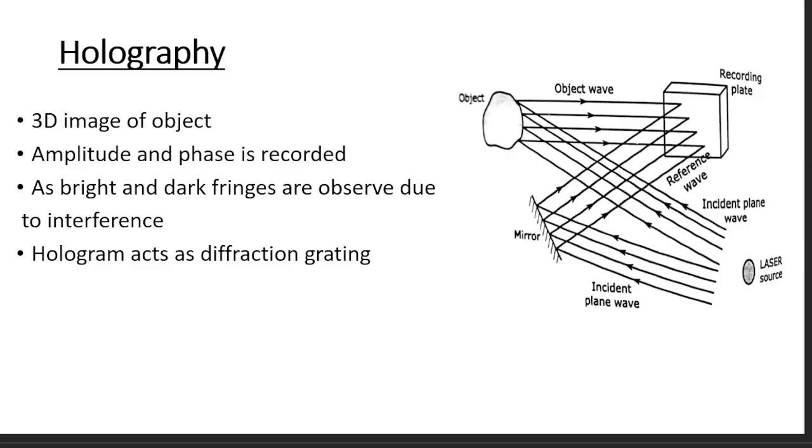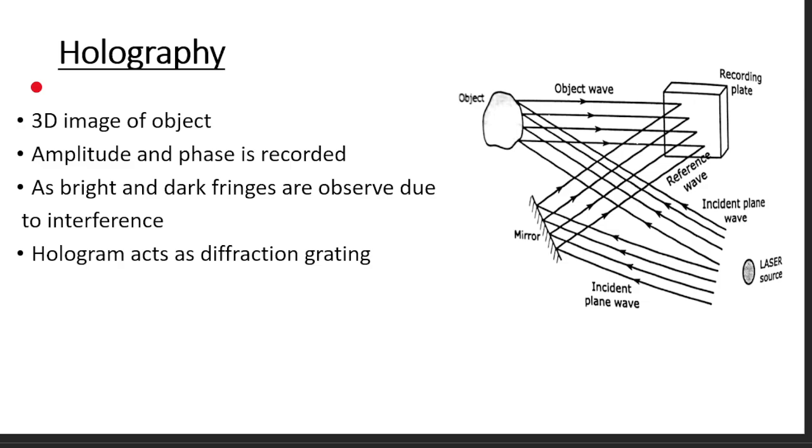Now, moving towards the most important application of laser, that is holography. Holo means whole and graphy means image. So, in the holography technique, we get the 3D image of an object. In conventional photography, a 2D image of an object is formed, but in holography, we get the 3D image of our object. So, it is a technique for producing a 3D image.